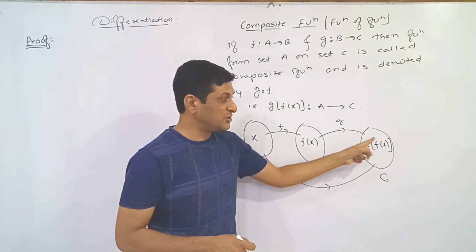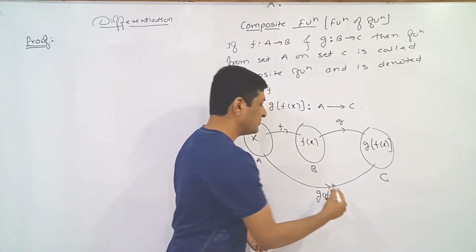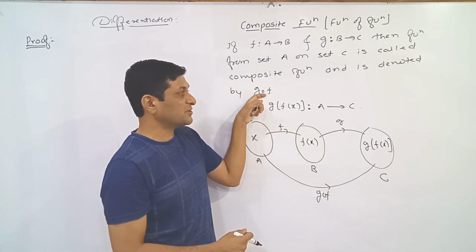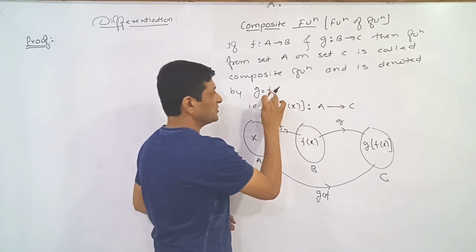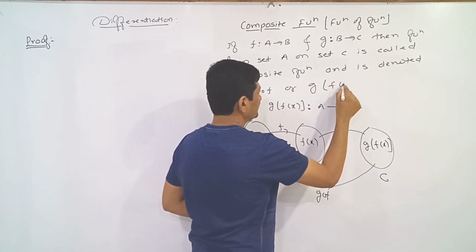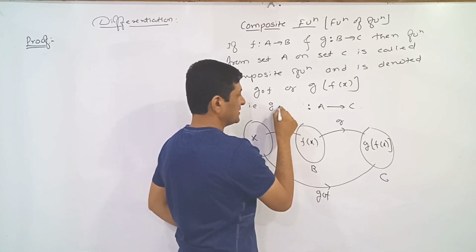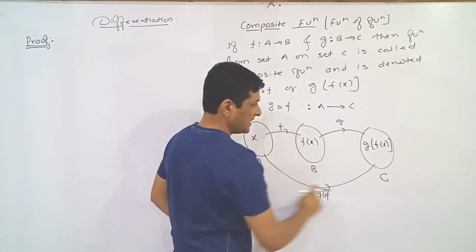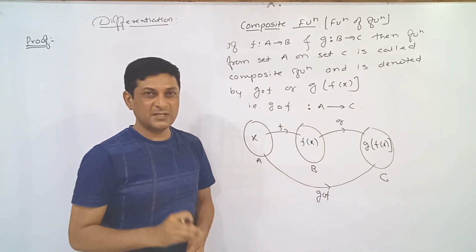Here it is denoted by g of f of x. In short, it can be written as g of f. Means g of f is nothing but a function from set A on set C. So it is denoted by this notation, g of f or g of f of x. So g of f is nothing but a function from set A on set C. Hope the idea about function of a function is clear.